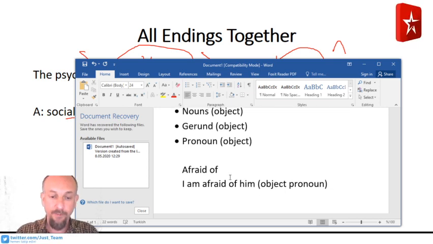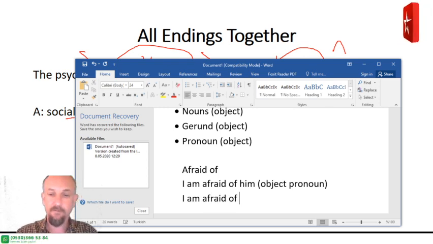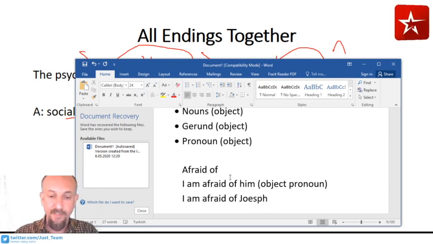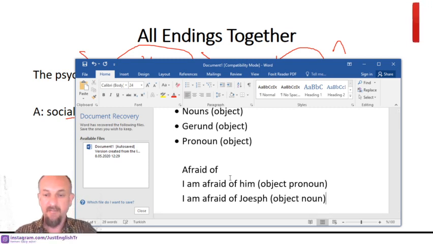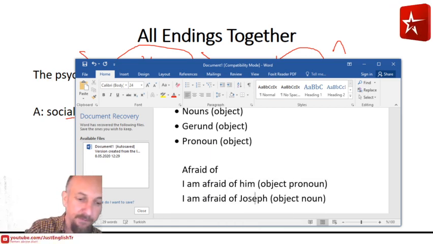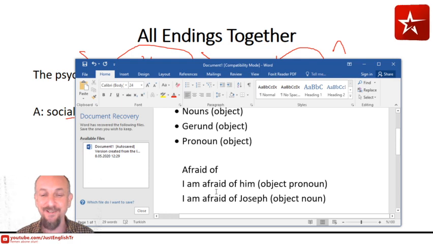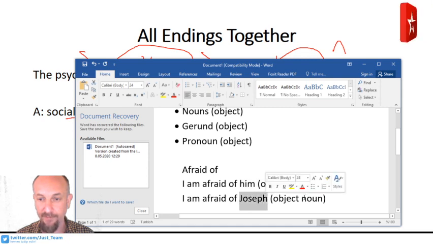Instead of him, we could say I am afraid of Joseph. You should be afraid of me. Again, here we're using a noun form, but the noun is an object noun. So if we look down here, I'm afraid of him is our object pronoun, and instead of him we can say I'm afraid of Joseph.